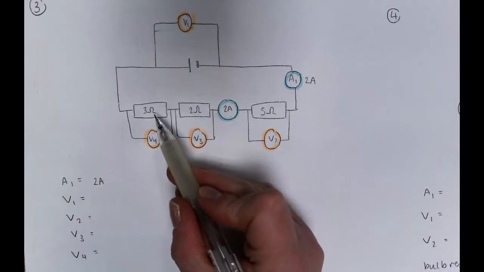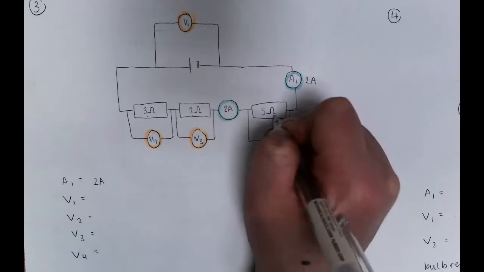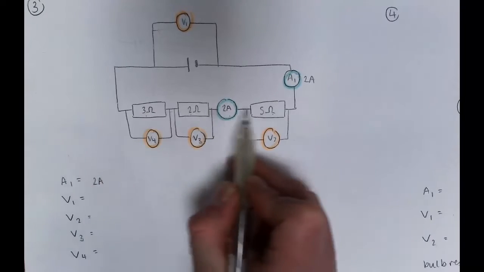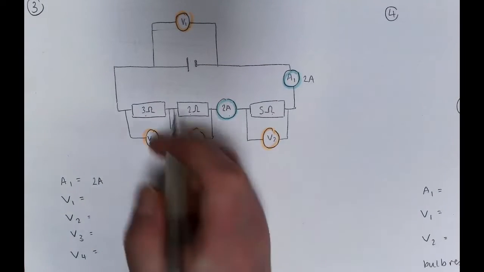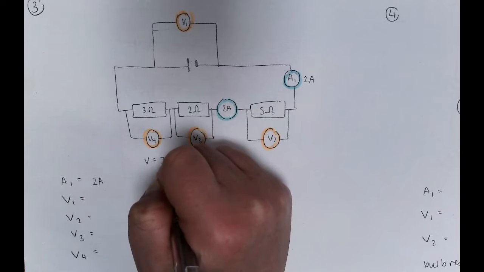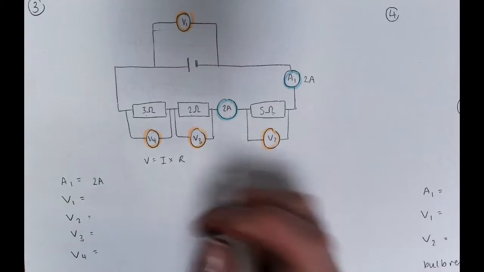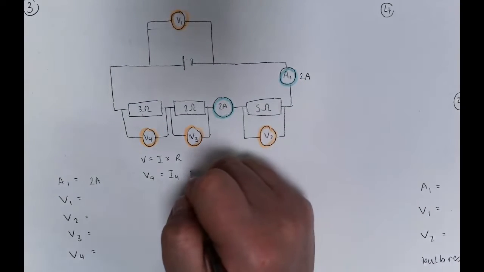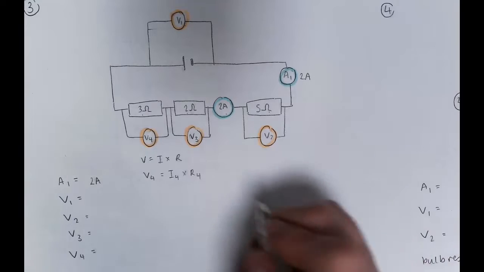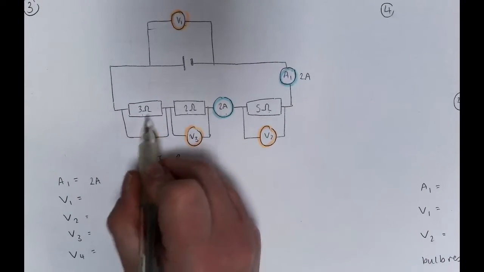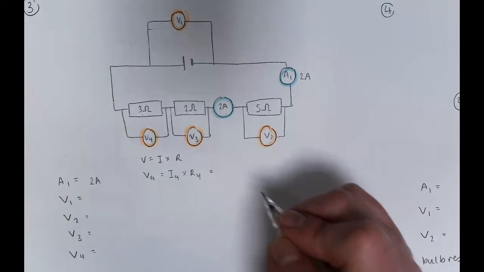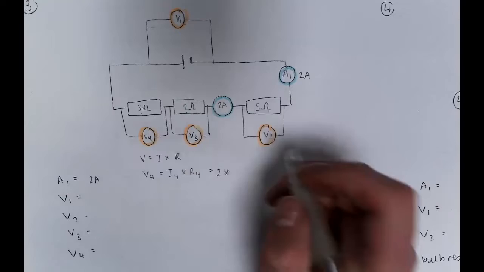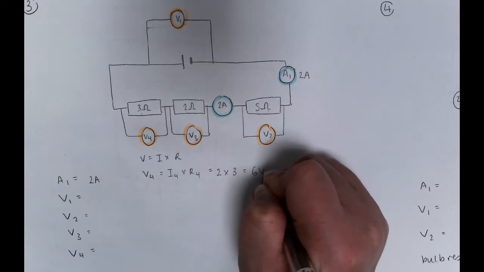Now, I know the resistance values, 3, 2 and 5 ohms. And I know that the current going through them is the same everywhere. V is equal to I multiplied by R. So V4 must equal the current going through 4 multiplied by the resistance of 4. The current going through this one was 2 amps because the current is the same everywhere. But the resistance was 3 ohms, giving me 6 volts.